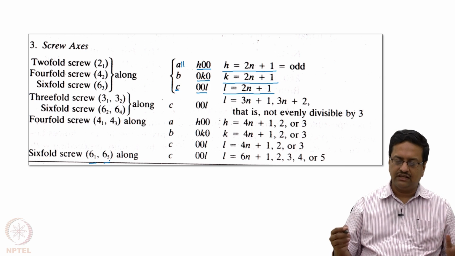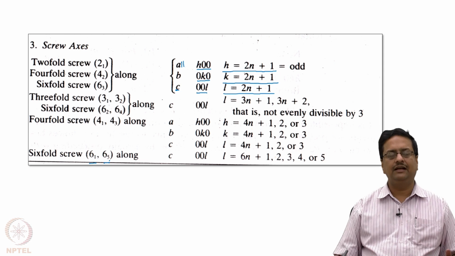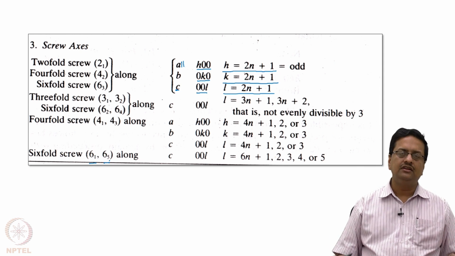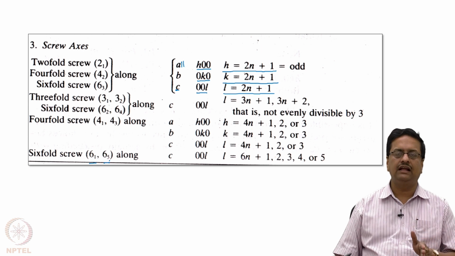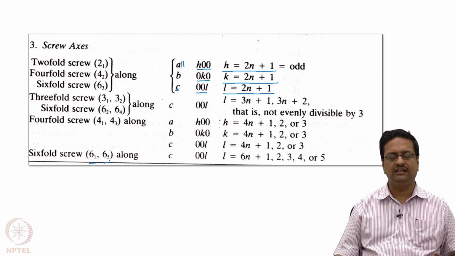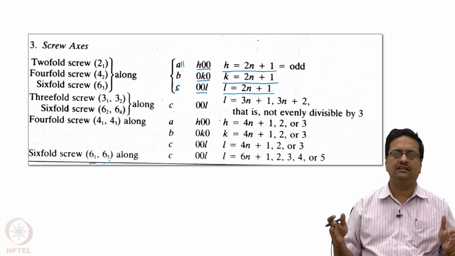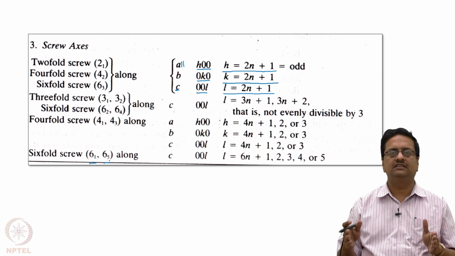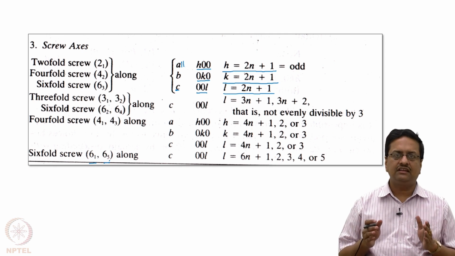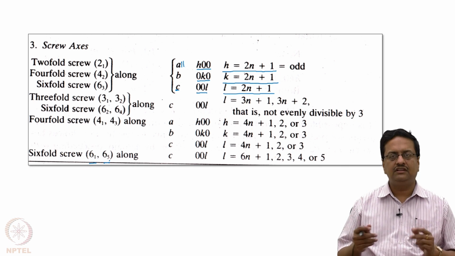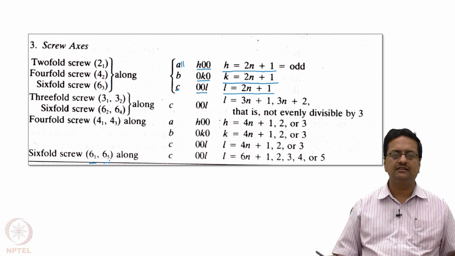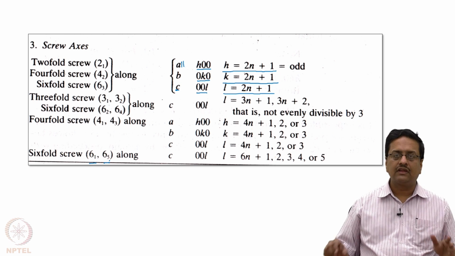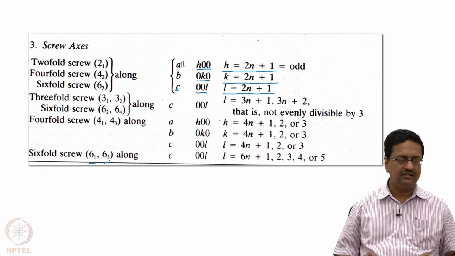So, this is how one can understand the systematic absences that might appear due to different types of non-lattice translational symmetry. That means it is not unit translation. These translational symmetries are half translation, be it a lattice centering or be it a screw axis or a glide plane. These are the ones which generate the systematic absent reflections in a given crystal structure.